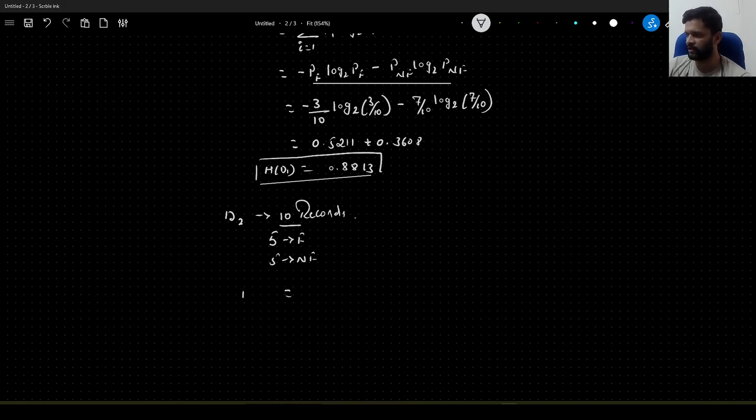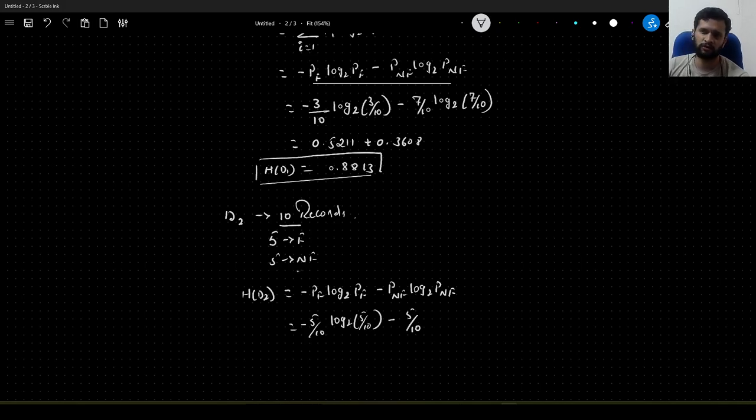I'll plug in the values in this formula. The entropy of the D2 data set is minus probability of fraudulent log 2 of probability of fraudulent, minus probability of non-fraudulent multiplied by log to the base 2 of the non-fraudulent probability. The probability of fraudulent is 5 by 10, because we have 5 fraudulent records, multiplied by log 2 of 5 by 10. Non-fraudulent also has 5 records, so minus 5 by 10 log 2 of 5 by 10. If you solve this, we get the final value as 0.5 plus 0.5, which is equal to 1.